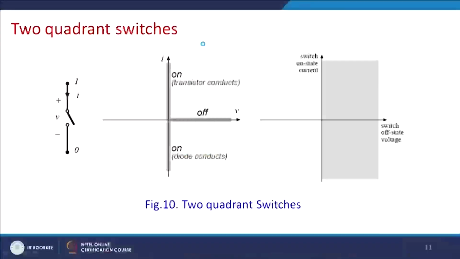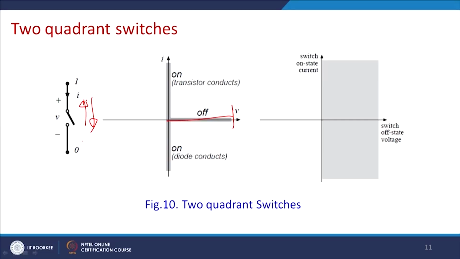Now, let us come to the two quadrant switch, where the switch can block this much voltage and the current should be bidirectional. Current can be this as well as this.